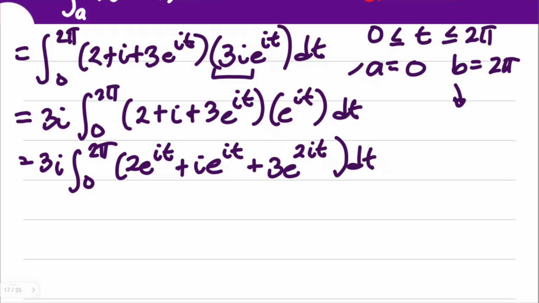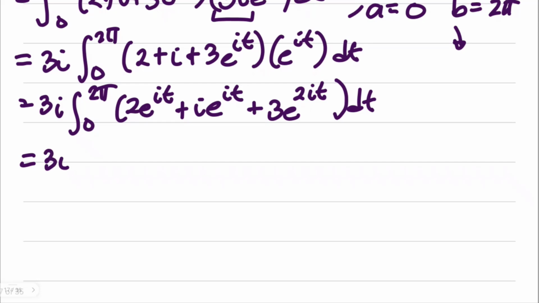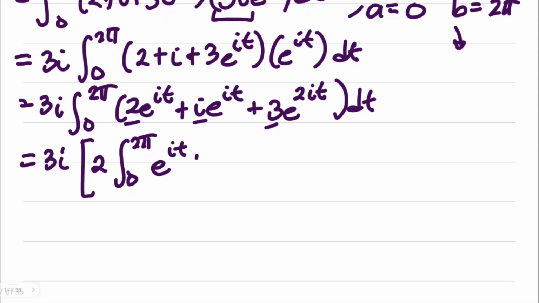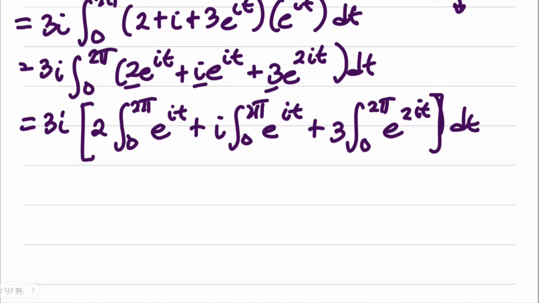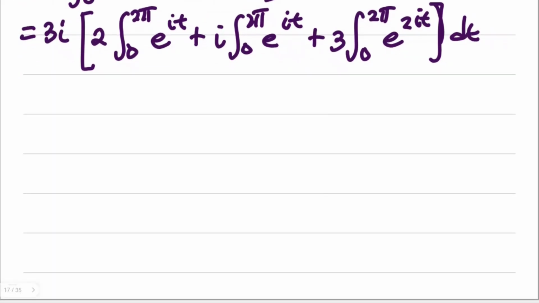Okay, now using the linearity property, I still have 3i here. Don't forget about that linearity property that we discussed previously. The constants can be moved out to the integral of 0 to 2 pi for your e to the power of it, then plus i, the integral 0 to 2 pi e to the power of it, and you have here plus 3 integral 0 to 2 pi e to the power of 2it, dt. I might be using another page here later, so I'm going to add if necessary.